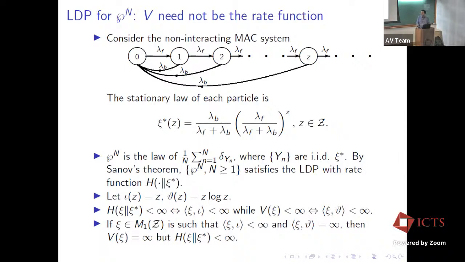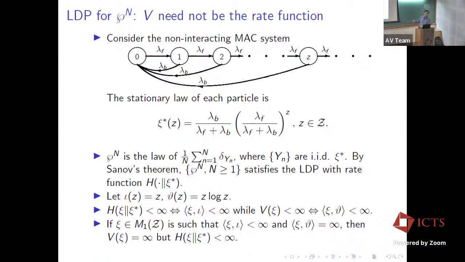However, if you look at the Freidlin-Wentzell quasi-potential associated with this system, one can write down the Freidlin-Wentzell quasi-potential. I'll do that in the next slide. That is finite if and only if the z log z mean associated with this measure is finite. So to argue that V need not be the rate function, we know that the relative entropy is the rate function in this case, thanks to Sanov's theorem. So you start with the xi such that the relative entropy is finite, yet V of xi is infinite.